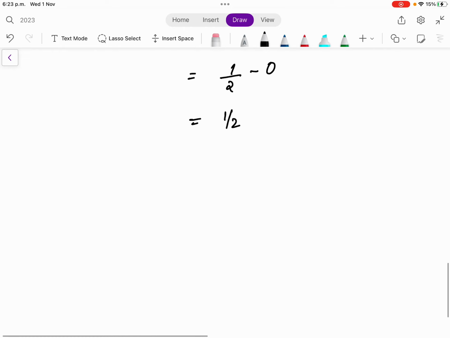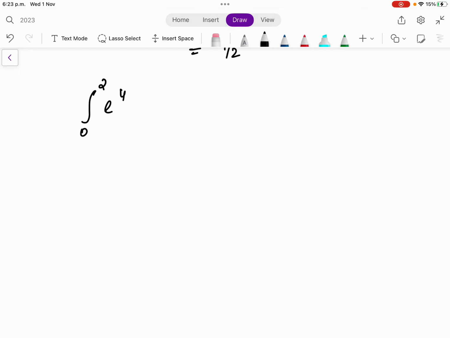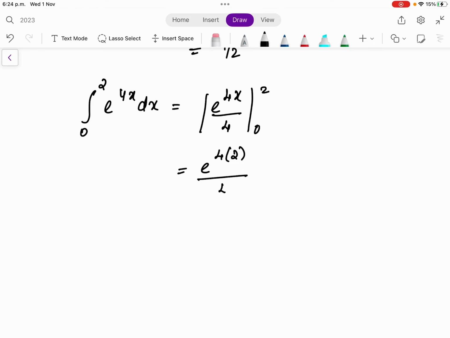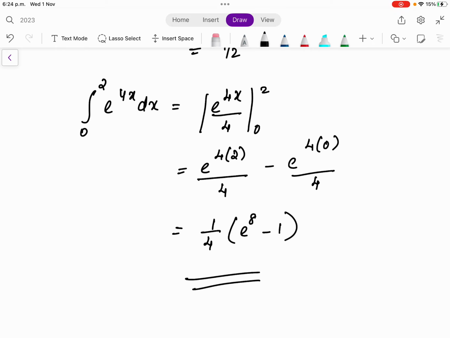Now let's do one with exponents also. The integral from 0 to 2 of e to the power of 4x dx. The integral of e to the power of 4x is e to the power of 4x by 4 within the range 0 and 2. That will be e to the power of 4 times 2 by 4, minus e to the power of 4 times 0 by 4, which can be written as 1 by 4 times e to the power of 8 minus 1, because e to the power of 0 is equal to 1. So this is the concept of definite integrals.